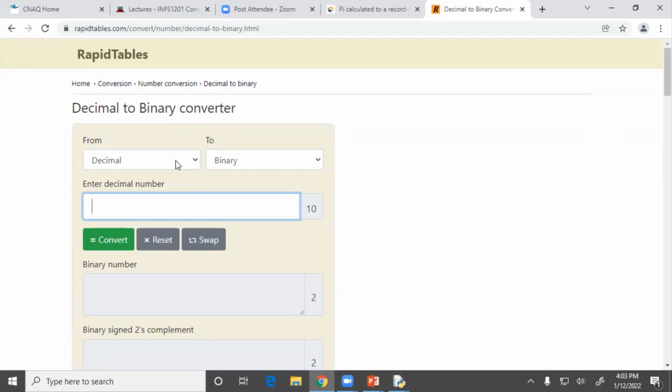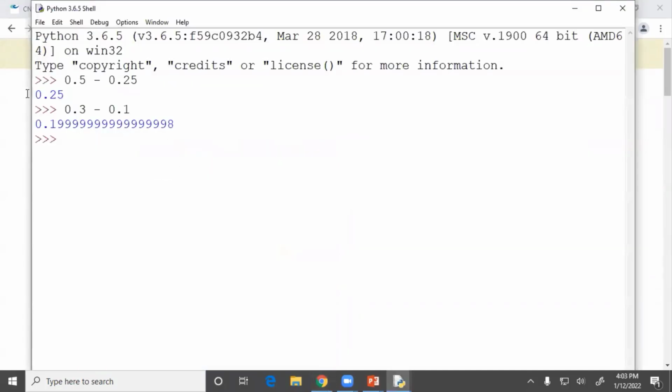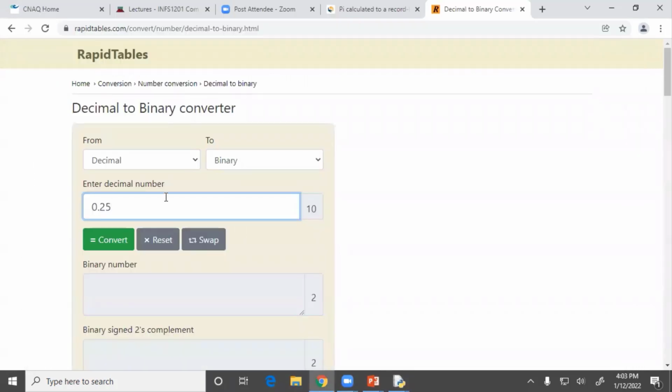And let's try the first number, if you remember. The first number was 0.25. Do you remember 0.25? When we said 0.5 minus 0.25, the answer was 0.25. Can you see it? So I want to convert this 0.25 into what? Binary. So let's convert it into binary, and you will see it's equal to 0.01 in binary. Okay? Why am I saying this? Give me just 1 minute and you will understand it.